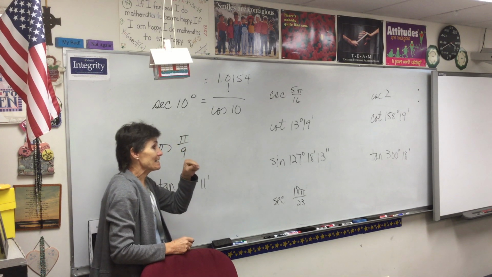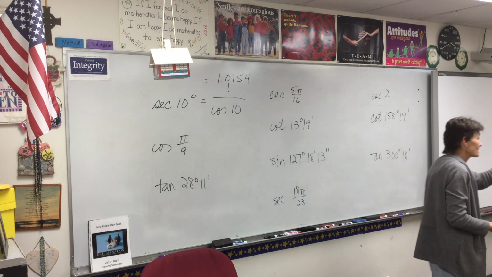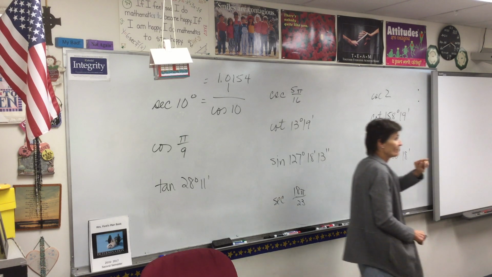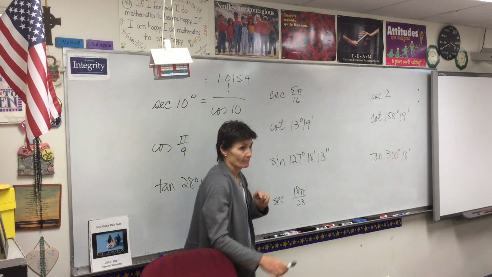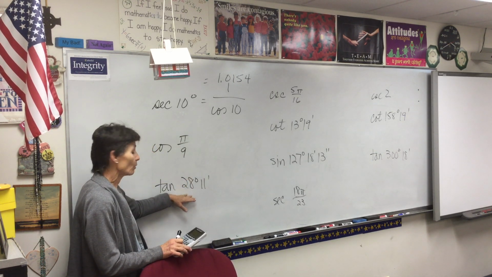How do you do a secant on your calculator? The only way to do it, don't try to get fancy and tricky. It won't work. The only way to do it is 1 divided by cosine. Okay? Now, let's skip down. We're doing all the degrees. So we're going to go here.